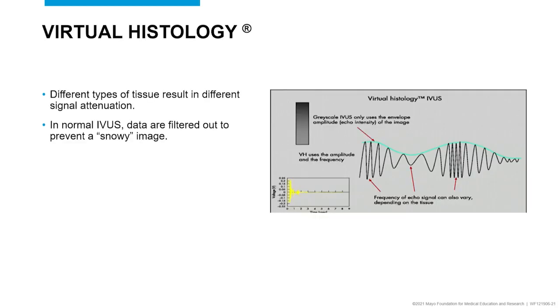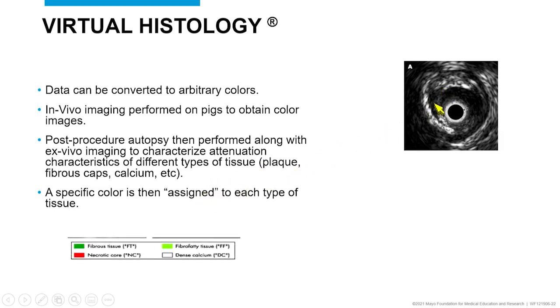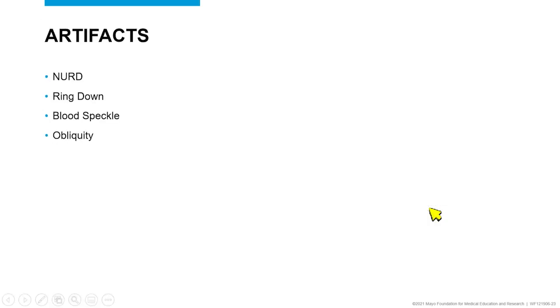Virtual histology, again, is based on the fact that different tissues have different degrees of signal attenuation, and you can take that and construct it into an image. And if you've got reasonable grayscale that allows you to look at different tissue textures, you can color map this and basically create a virtual histologic map of the tissue. So you can have fibrous tissue, necrotic core, fibrofatty tissue, and dense calcium, and you can easily see all of that with this IVUS system.